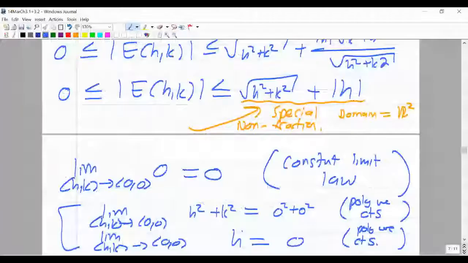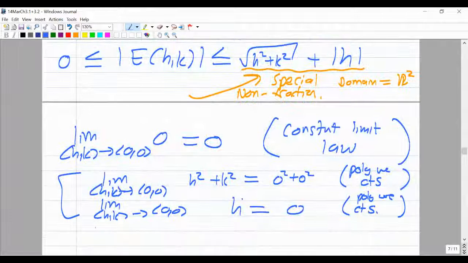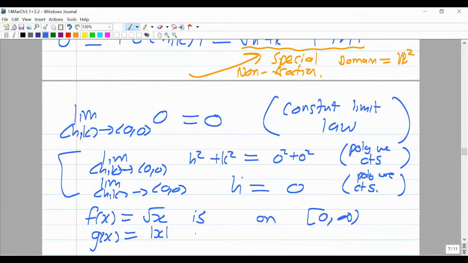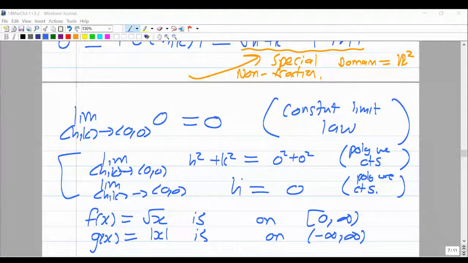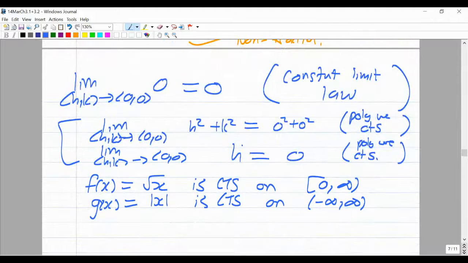Now, who can tell me what is special about these functions? f equal to root x is what on this interval? And g of x equal to the absolute value of x is what on this interval? Anybody? What goes in the dots, Mr. Adebayo? Yes, it's continuous.